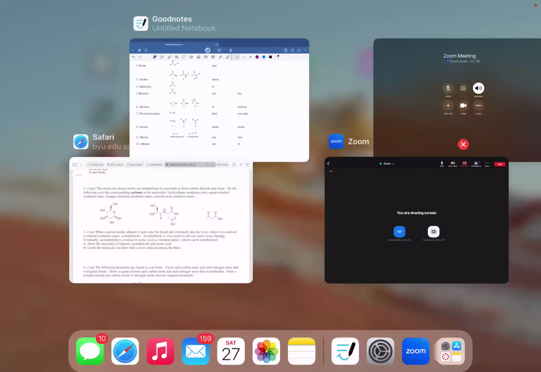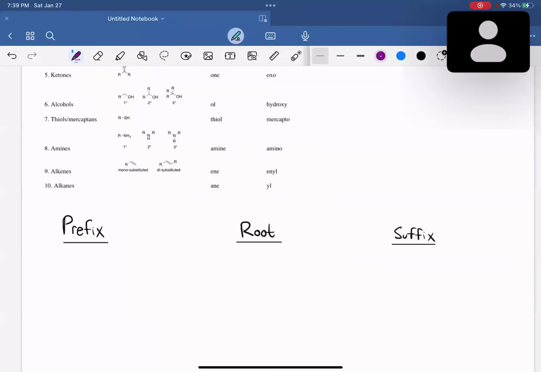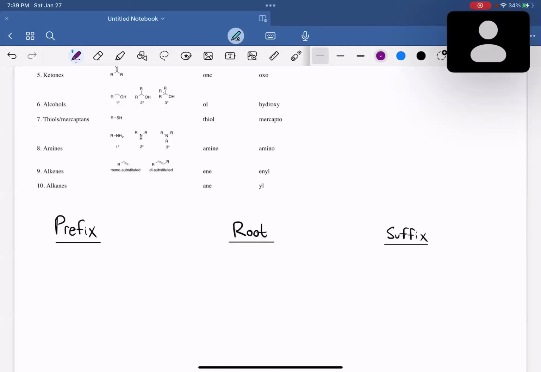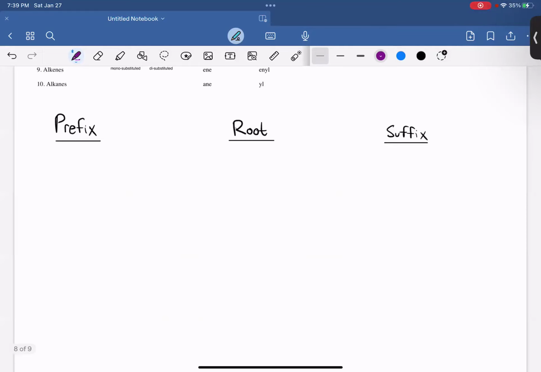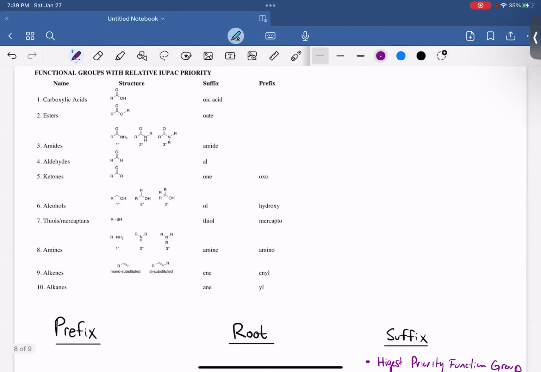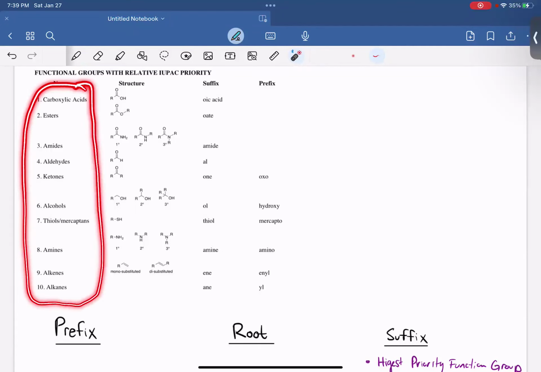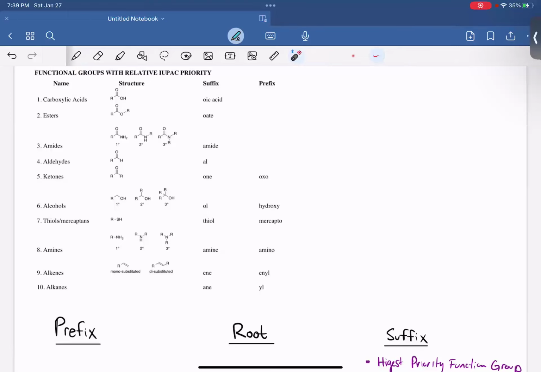So we'll go over the key features of naming, and then we'll do a couple practice problems. When it comes to naming, the first thing you want to do is identify your highest priority functional group on whatever molecule is given that you need to name. If you look at this list up here, you have the list from carboxylic acid all the way down to alkane. That will be the order of priority.